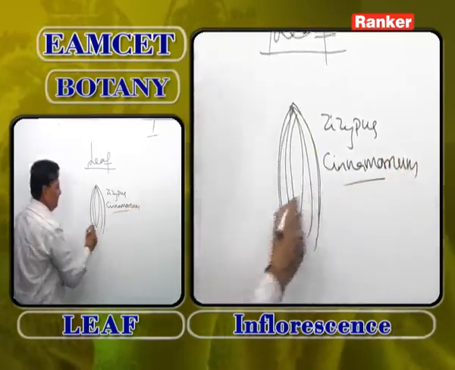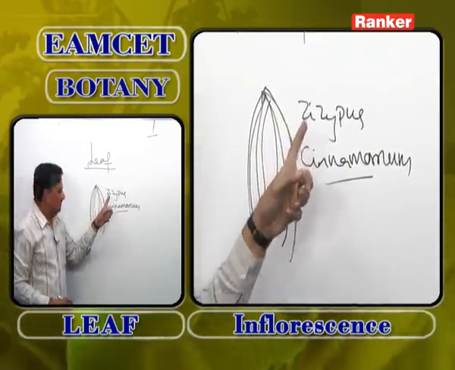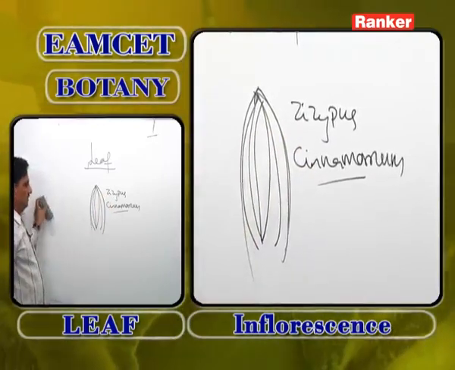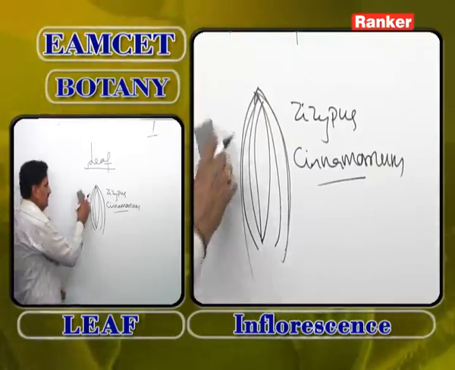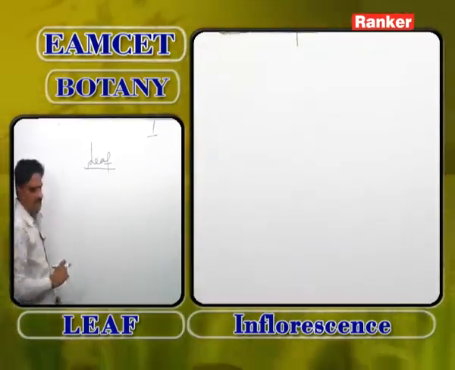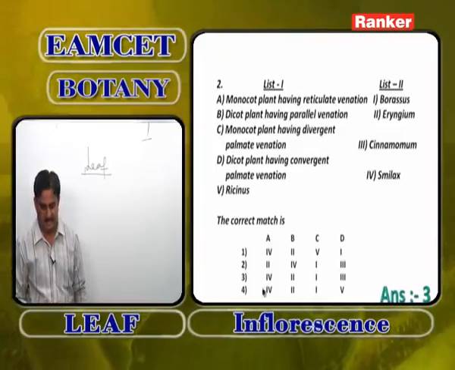Ziziphus and Cinnamomum. Ziziphus jujuba you all know. Here stipules are modified into spines, and the leaf shows palmately convergent reticulate venation. Cinnamomum is a special economically important plant where the bark is used as a spice. So, the answer for this second question is the third option, 4, 2, 1, 3.